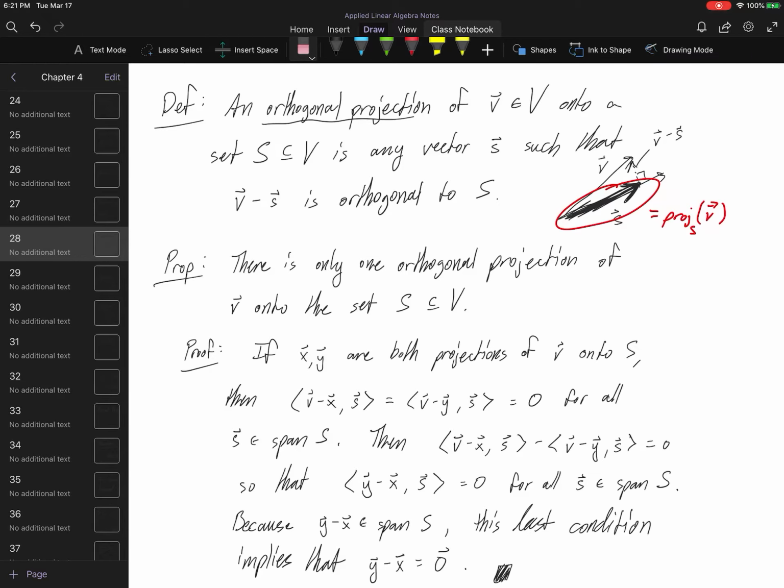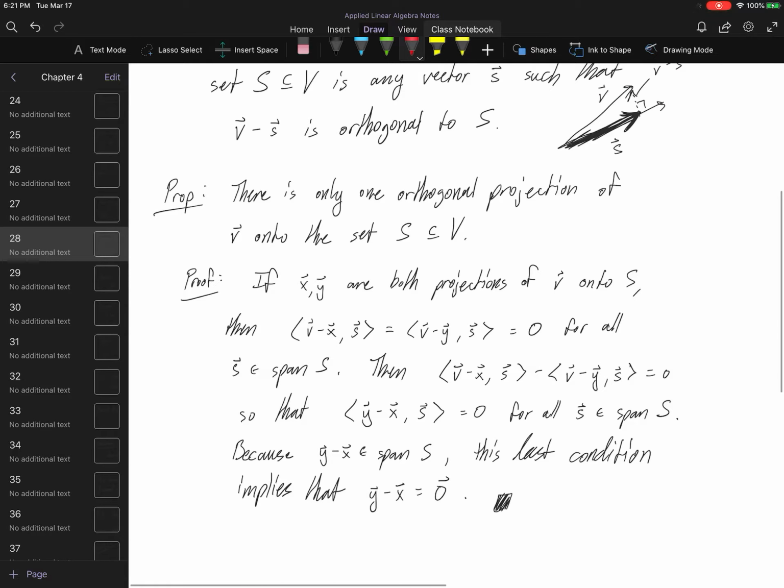If you want to think about this as a function, you should, because it is a function. Right, and we're actually going to show that in the next proposition here, that this is a function, that there's only one way to cast a shadow in an orthogonal fashion. So there is but one orthogonal projection of a vector onto the set S, which is a subset of the containing inner product space V. So the proof here goes to say that, let's suppose that we actually had two different projections. For some reason, let's say we had two different projections of this vector onto the set S, and we'll call those two projections X and Y.